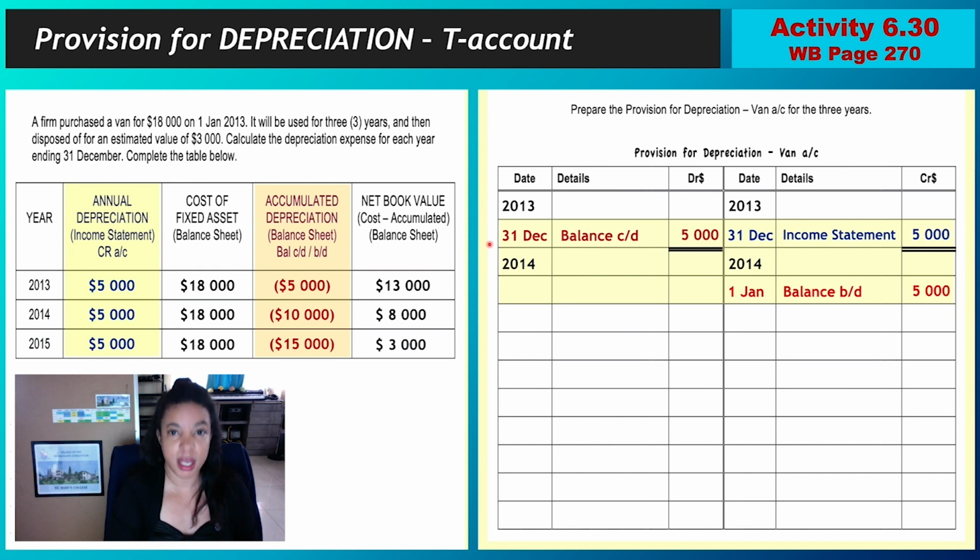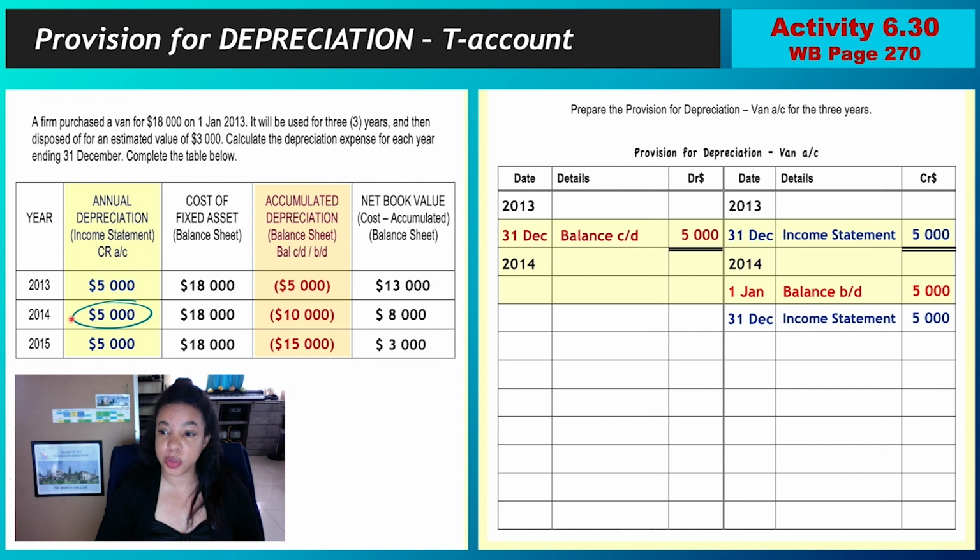So we are in 2014 already. You're looking at 2014, and you have the income statement amount as 5,000. So you're going on the credit side because it's a contra. Always credit side for the income statement. Income statement, what is the amount?